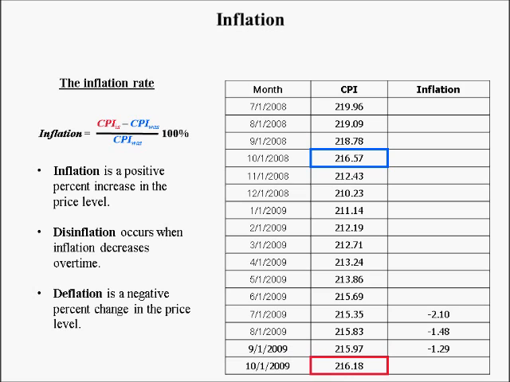We do it again. The CPI in October 2009 is 216.18. It was 216.57. So the inflation rate in October of 2009 is a negative 0.18. So prices fell 0.18% from the previous year. Now, all of these are deflation because prices are falling over the course of that year for that month.